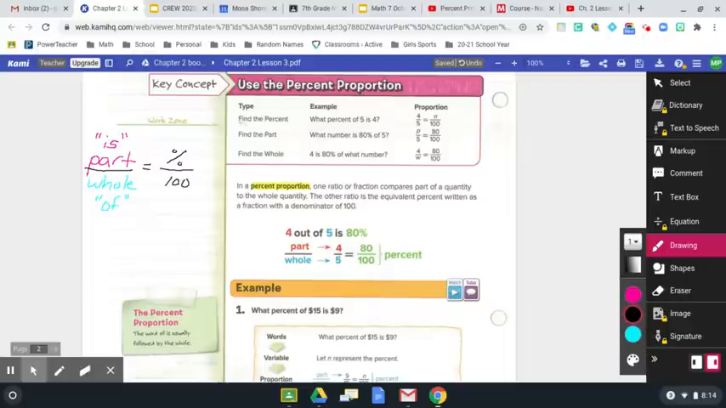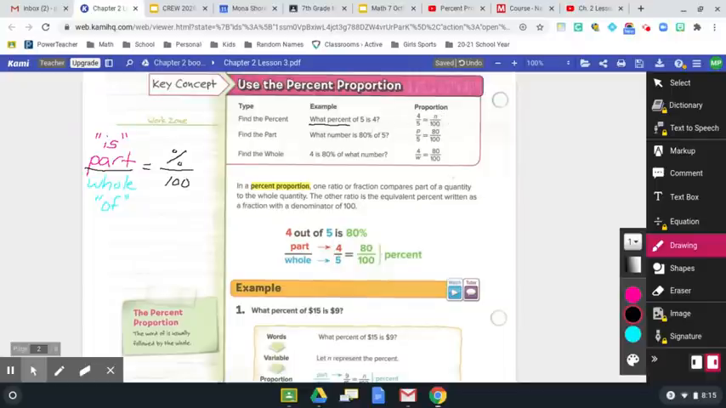So for example, when it says find the percent and it says what percent of 5 is 4? What percent is what you're trying to find. And so you'll see in the proportion setup, here's n. We don't know, that's the variable that we don't know that value yet. We don't know the percent out of 100. That's why you see that variable there.